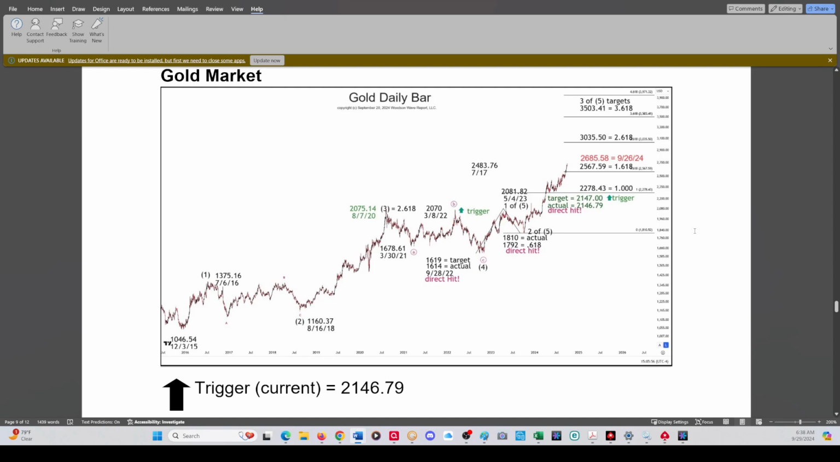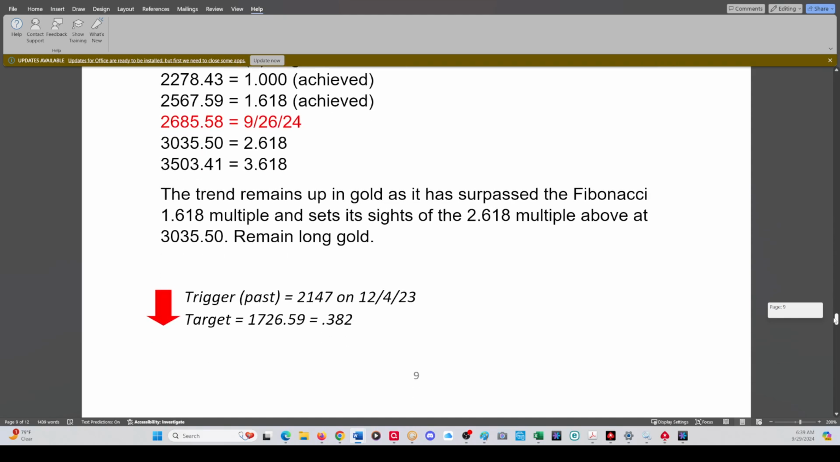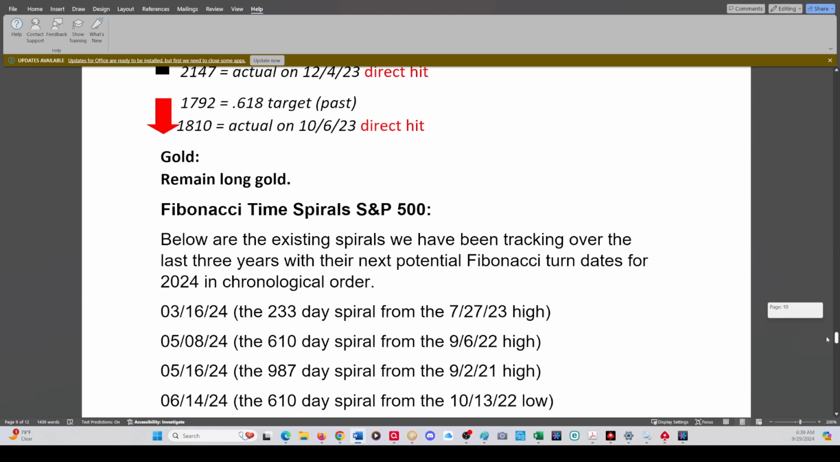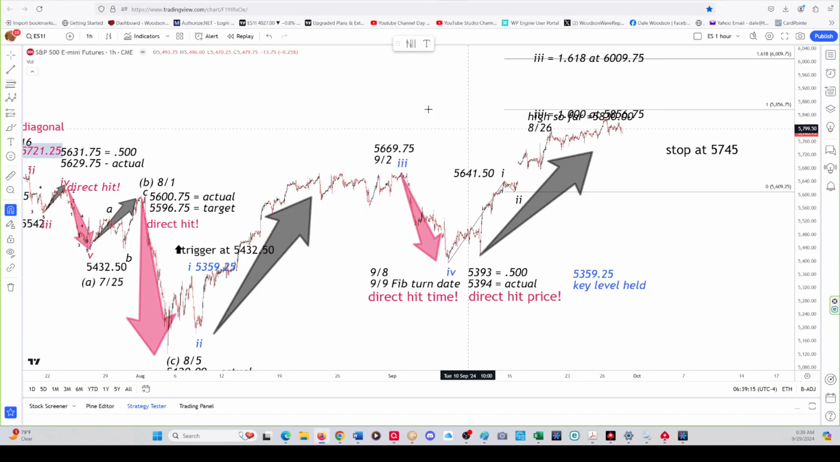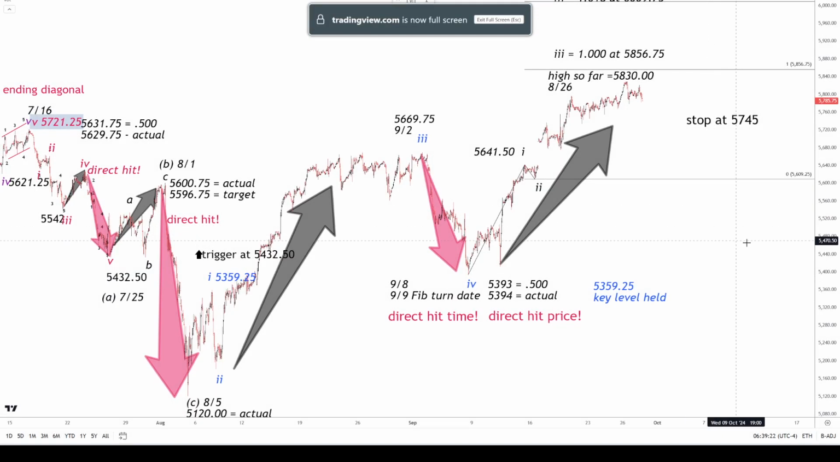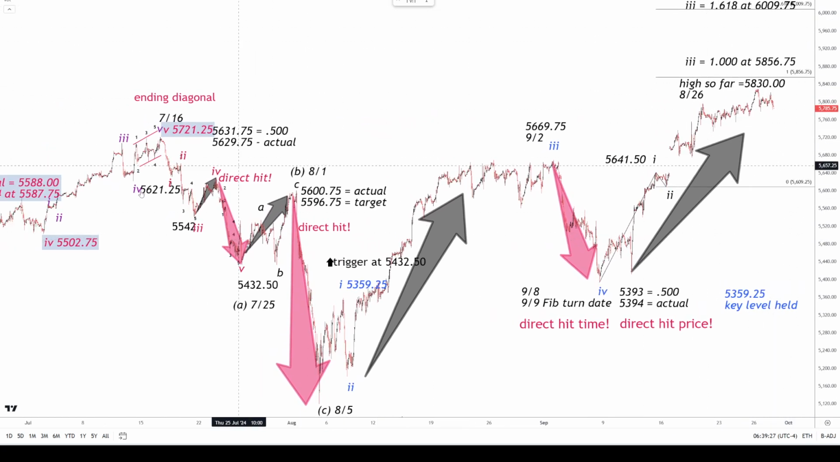There's that current trigger. Triggers and targets working for everything. There's our 3 of 5 targets. You can see we've listed the 2.618 and the 3.618. So that's what we're looking for in the bond market. There's all the past triggers and targets and all that stuff there. Okay, let's just leave it here for now. We can make this a bigger screen. Put that there. That's what we're looking at there as far as the targets go from that 716.